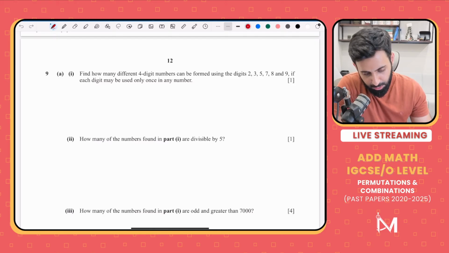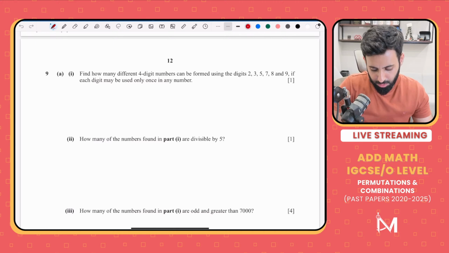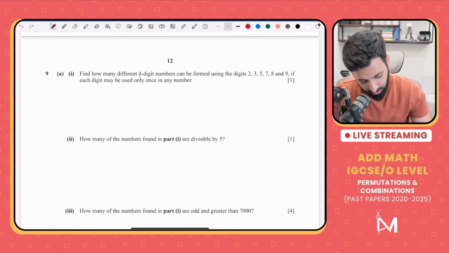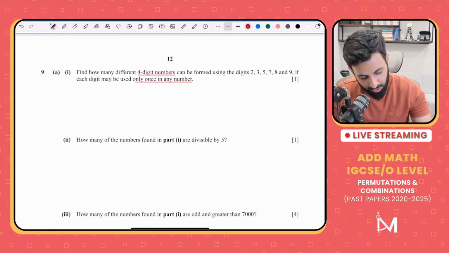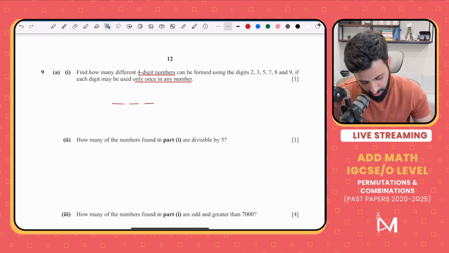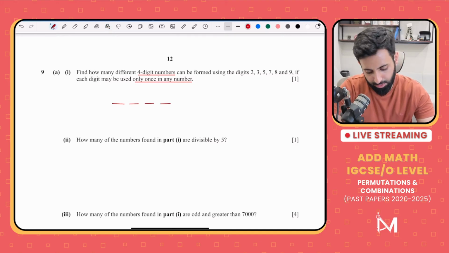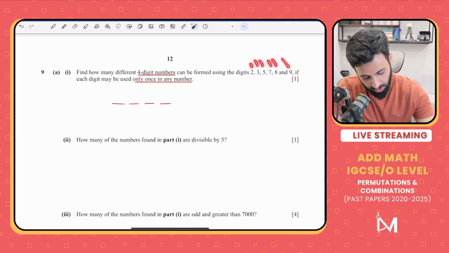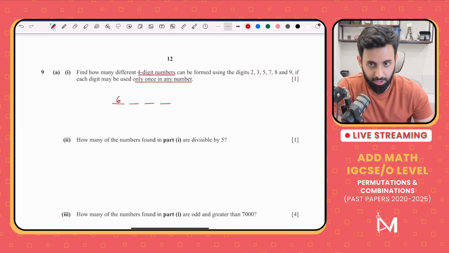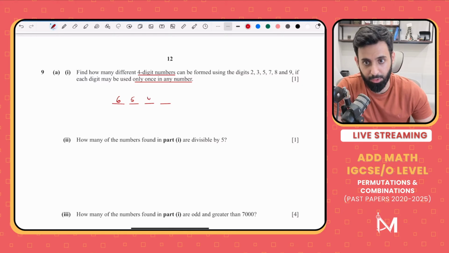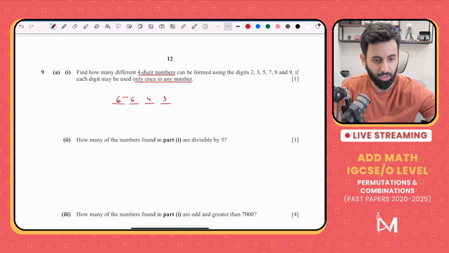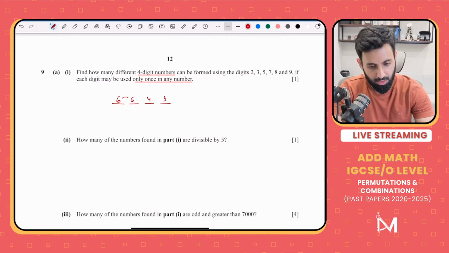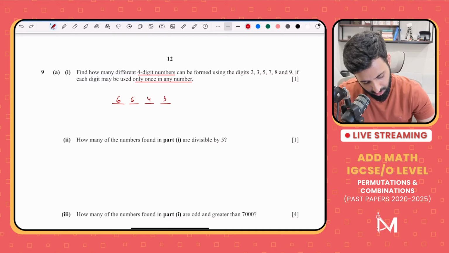Find how many different 4-digit numbers can be formed using the digits 2, 3, 5, 7, 8, and 9 if each digit may be used only once in any number. So 4-digit numbers, that's condition number 1. And condition number 2 is that you may only use a digit once in any number. So that means 1, 2, 3, 4. Now, how many options do we have? 1, 2, 3, 4, 5, 6. We have 6 options. In the first place we have 6 options, then 5 options, then 4 options, then 3 options. So 6 into 5 into 4 into 3 is equal to 360.